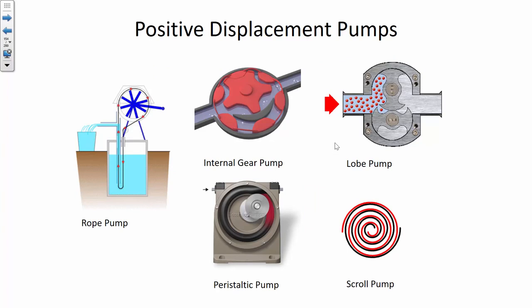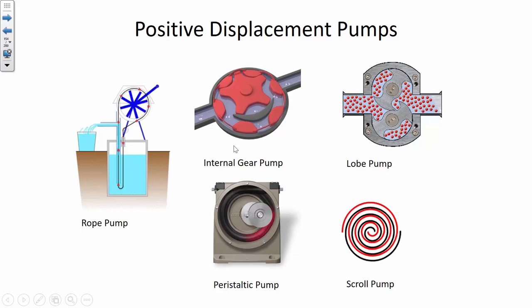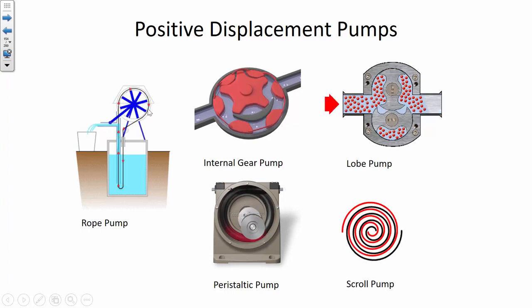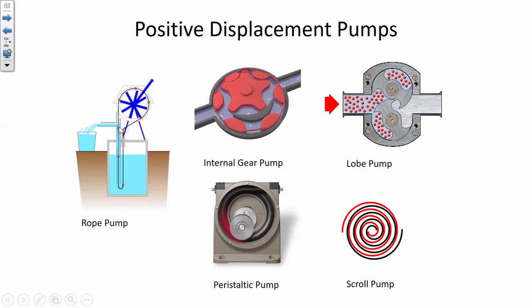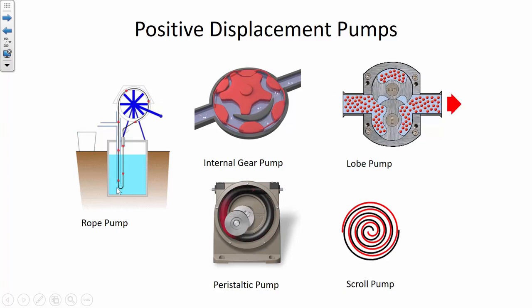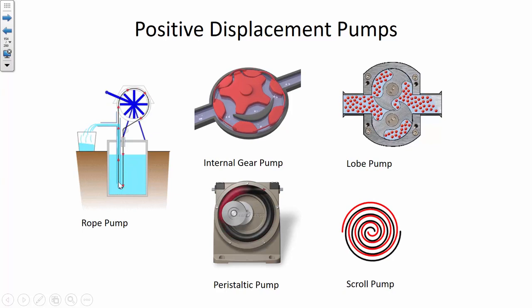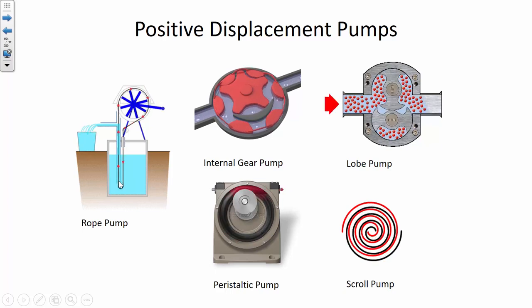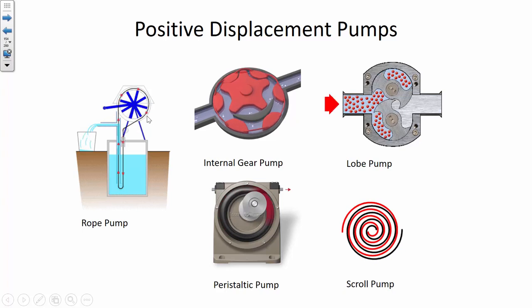Now there are other positive displacement pumps that, oh, this is supposed to be animated. There it goes. This illustrates that in the case of a positive displacement pump, with each rotation, a constant volume is delivered to the destination. And whether it's a rope pump, which has a series of plugs at the end of a rope, and each plug makes a seal with the surrounding well casing, and then as the plug comes up, it's lifting the water, and then it's dumped out into wherever it's headed.